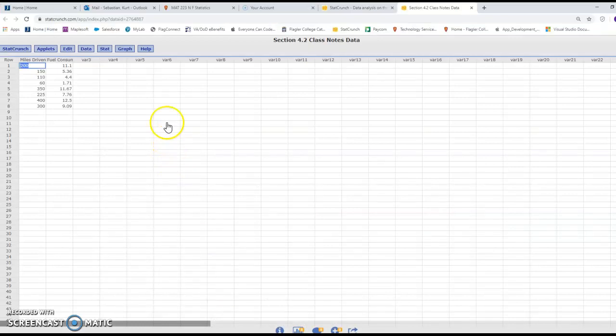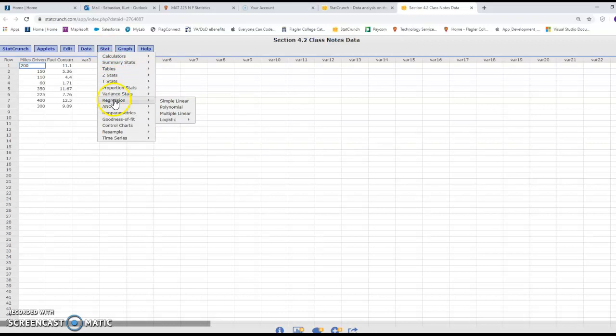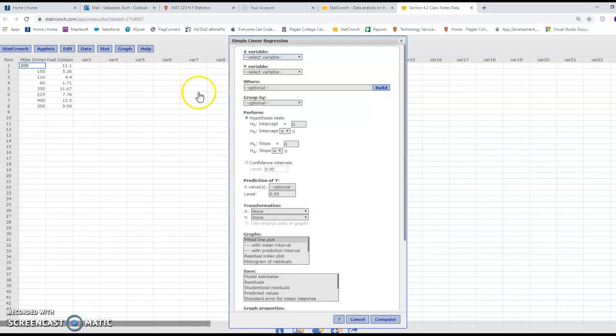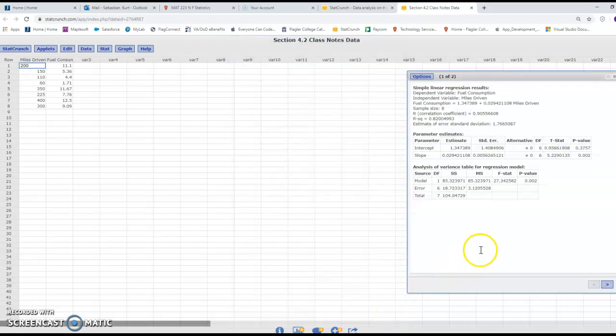So going back, I'm going to go to stat. I'm going to go to regression, and I'm going to go to simple linear. That's all we're going to do in this class is simple linear. So I said let's let y be fuel consumption. That means x is miles driven. Okay, and don't worry about anything else right now. Let's just go ahead and compute that. And this is what I printed out. This very top here is what I printed out. We'll learn more about this stuff down there, but right now this is what I want you to see. Okay, so I cut and pasted this and put in your notes.